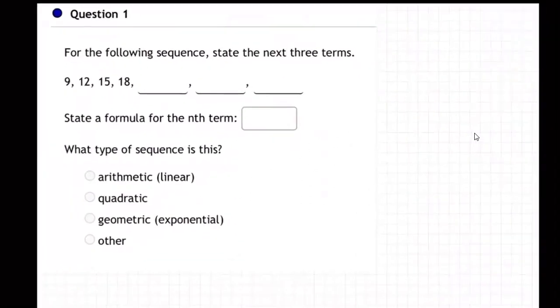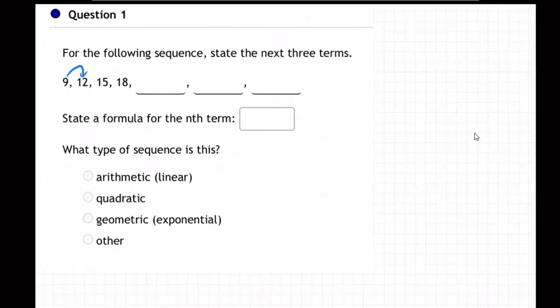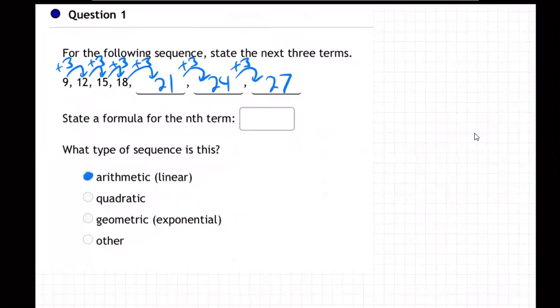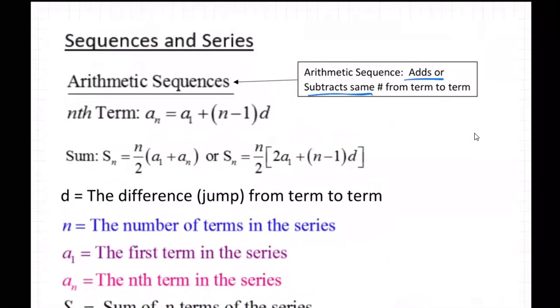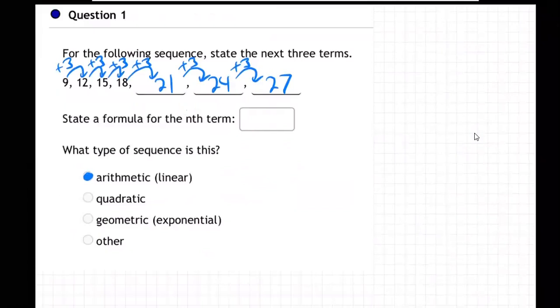Okay, so let's go back to it. So what's happening from term to term? Is it adding, subtracting, multiplying, dividing? What's it doing? I think it's pretty obvious. You all know. Mine, you have a different one for yourself. Mine is adding 3, isn't it? So just keep going. Add 3, 21. Add 3, 24. Add 3, 27. So we're adding 3. So that makes it arithmetic. Arithmetic, again, because arithmetic adds or subtracts the same number. So it's arithmetic, adding and subtracting.